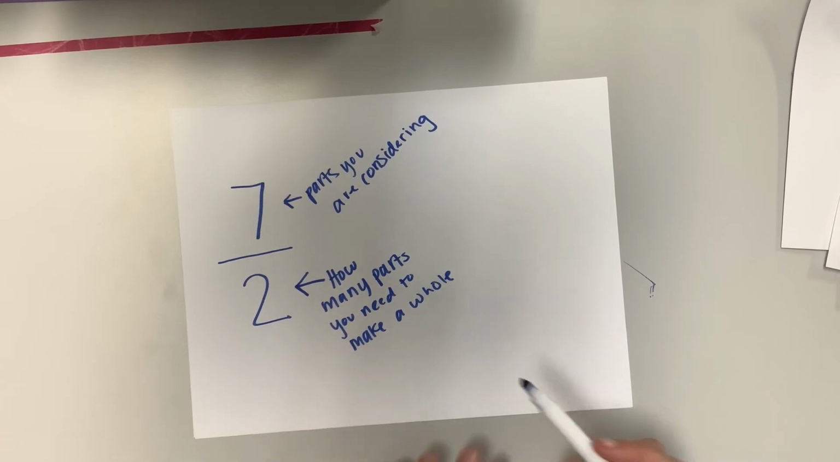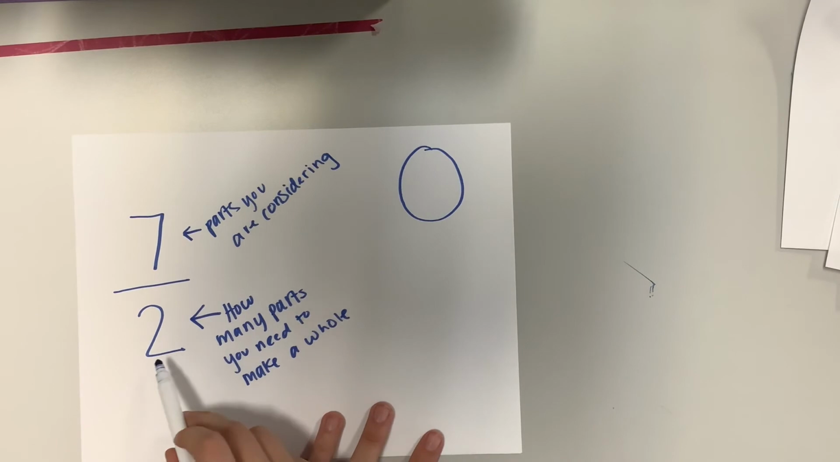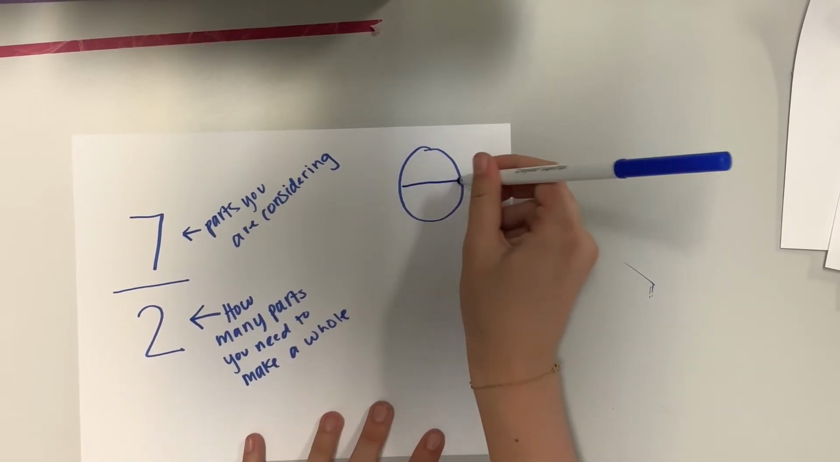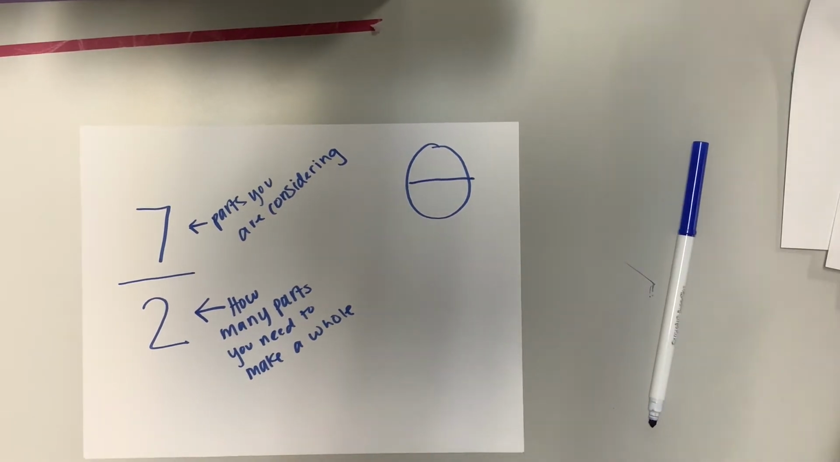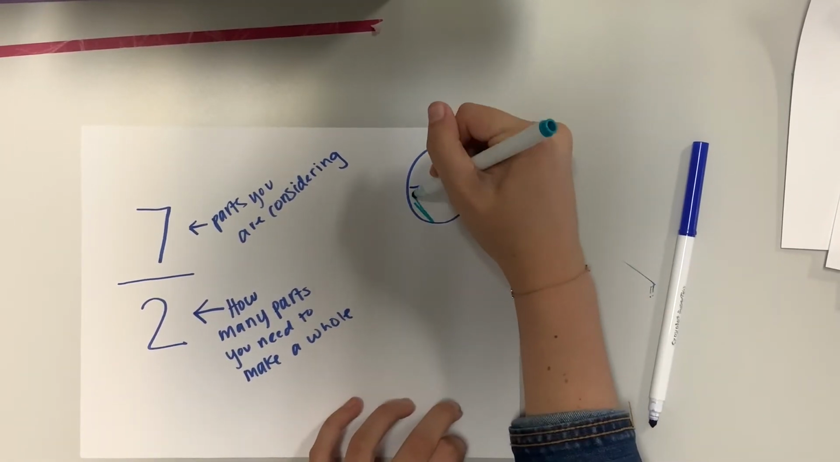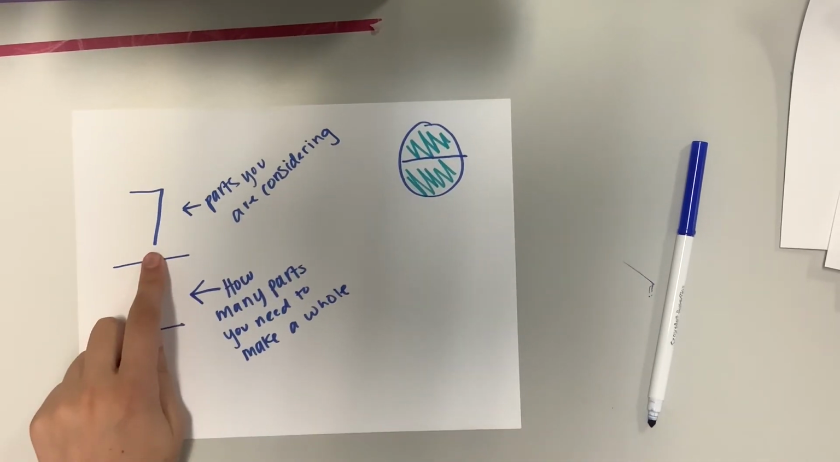So I'm gonna pretend like I'm working with pizza. So if I had a pizza, 2 parts to make a whole. So I'm gonna split this in half. These 2 parts make a whole. If I shade it in, I have one part, I have two parts. But wait, I don't have two parts, I have 7 parts.